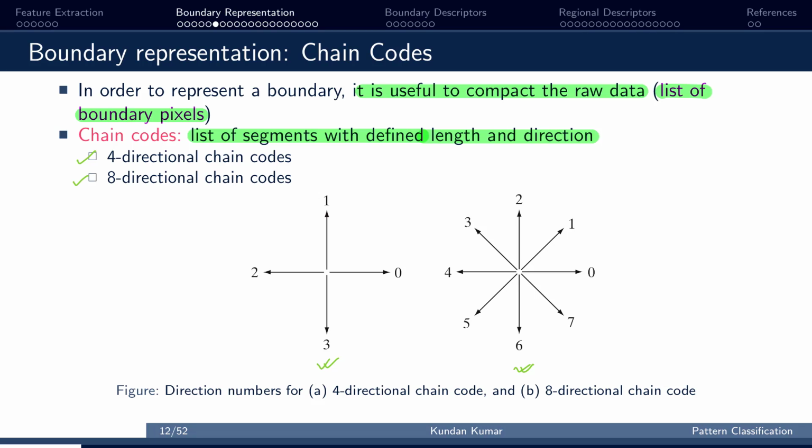Note down here that we start from this position, that is the positive x-axis when we correlate with the Cartesian coordinate system, and we move in the anti-clockwise direction. When we consider only the 4 neighbors, it is the 4-directional chain code, and if we scan all 8 neighbors, then it is the 8-directional chain code.